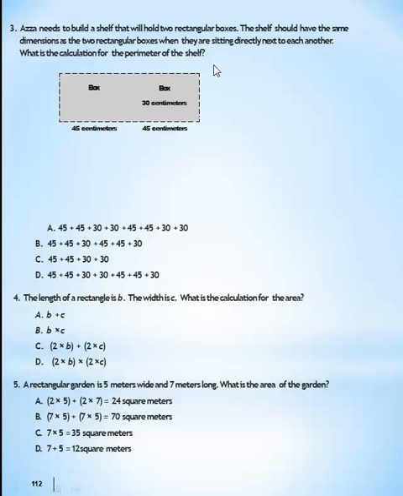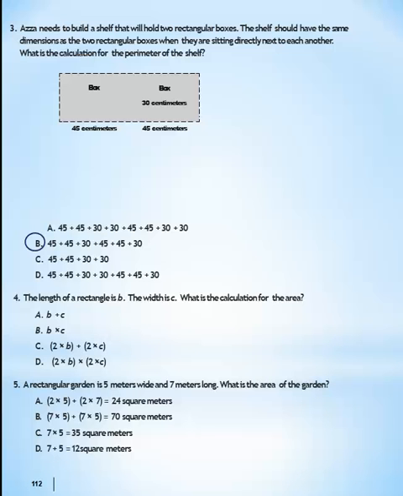Okay, we know that the perimeter equals the sum of all sides. Let's calculate the sum. It will be 45 plus 45 plus 30 plus 45 plus 45 plus 30. 45 repeated 4 times and 30 repeated 2 times, so it will be letter B.